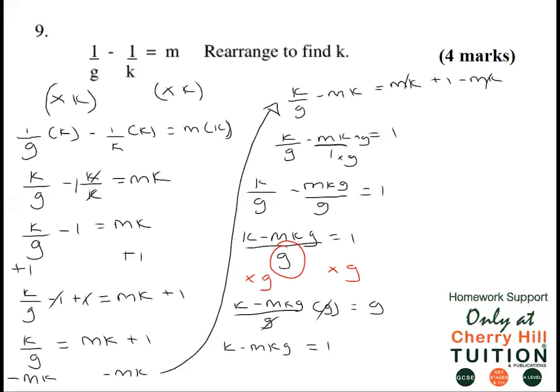And now that we've got everything with the k on one side of the equation, we can factorize the k out, leaving us with k(1 minus mk) in the brackets is equal to 1. Now, hopefully you can see that the last thing stopping the k from being on its own is this bracket here, 1 minus mk. So we can divide both sides by 1 minus mk.